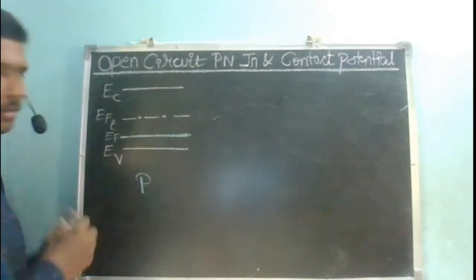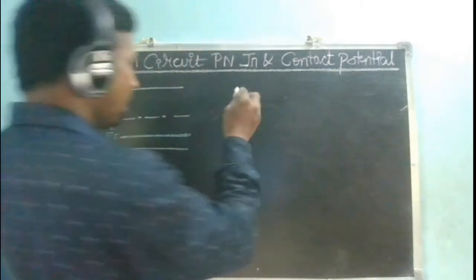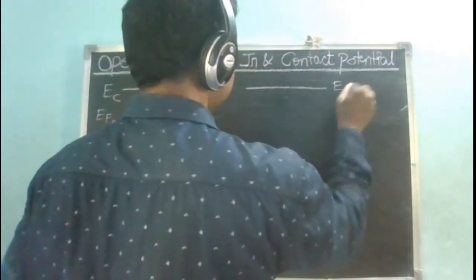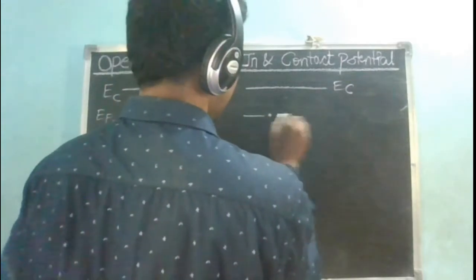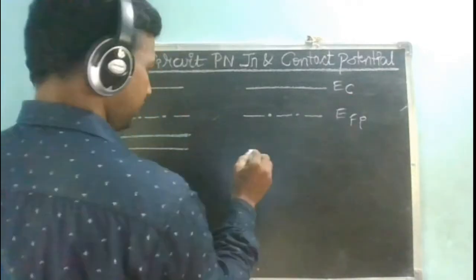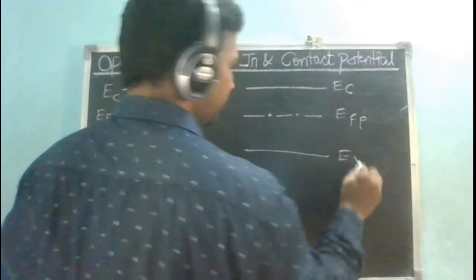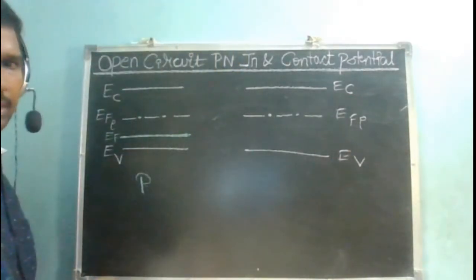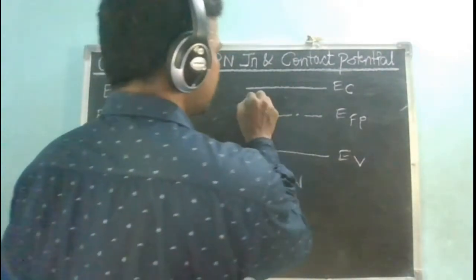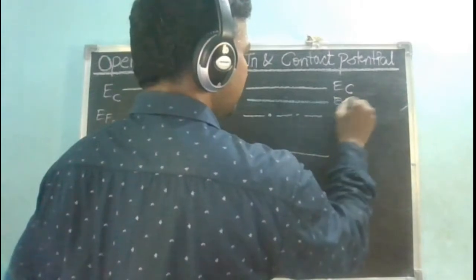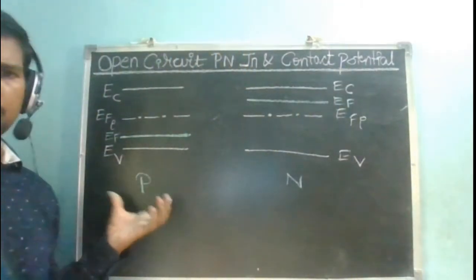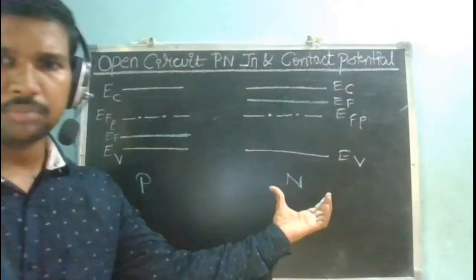On the other side, I am choosing my N type. This is my intrinsic Fermi energy level, this is my EV. Where will my Fermi energy level be in an N type? This is an N type, so near EC. So this is my Fermi energy level. Individually, you know everything about your P type semiconductor and your N type semiconductor.